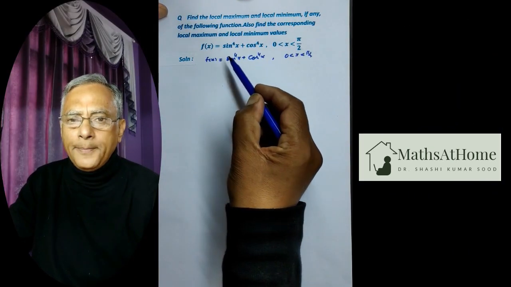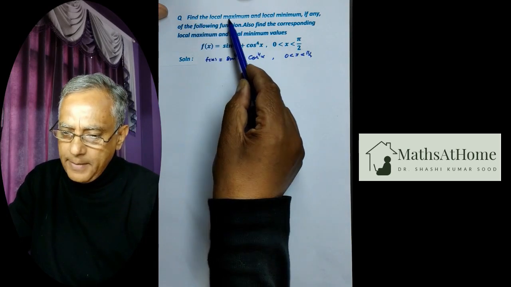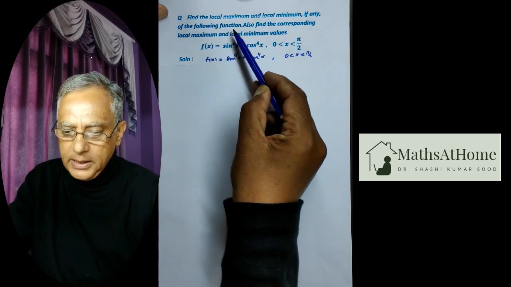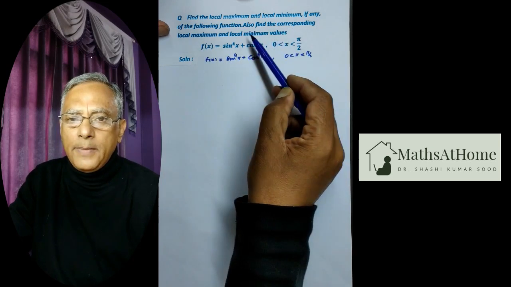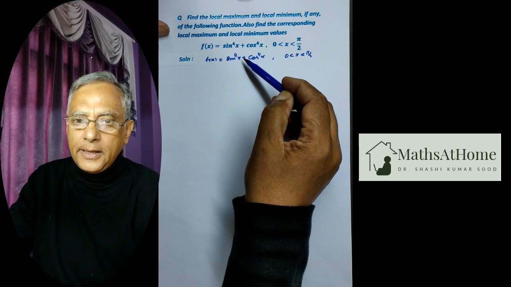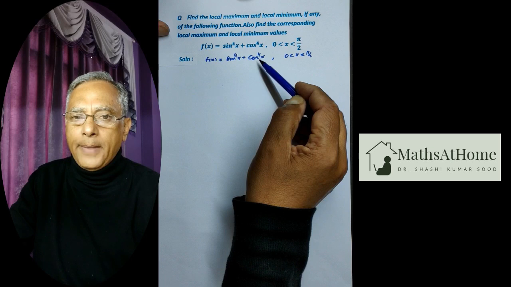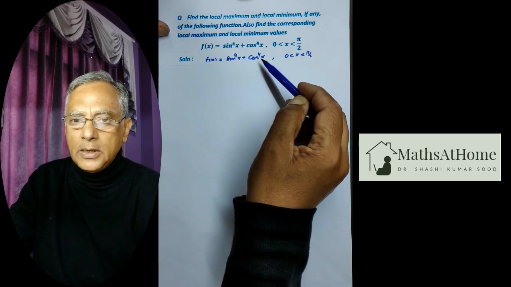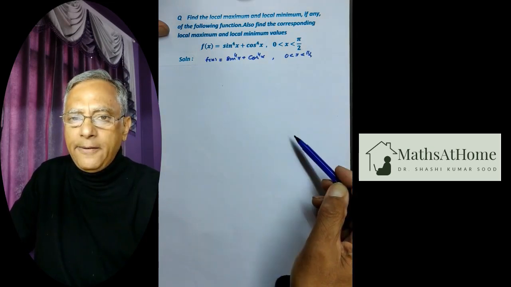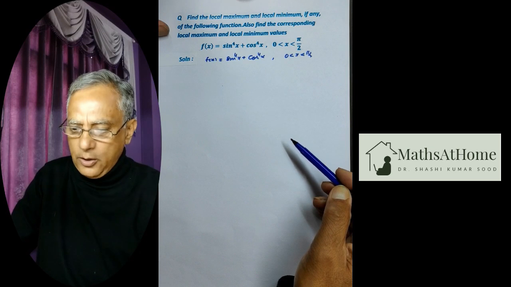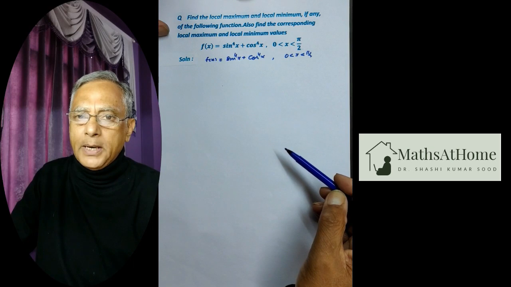Now I take up another problem. Here we are given f x is equal to this, and we have to find the local maximum and local minimum, if any, of this function, and also find the local minimum values and local maximum values. I will again attempt the same question using first and second derivative tests, so that you can develop an understanding of in which situation which test is simpler.